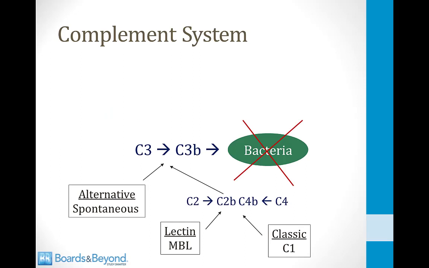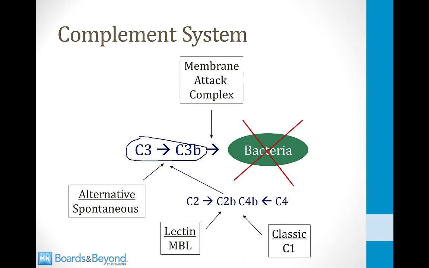So back to our overview slide, now we've seen that there are three pathways for the conversion of C3 to C3b. Then we've seen how C3b can go on to form the membrane attack complex. And we've also seen that this process splits off two important molecules, C3a and C5a, which are anaphylatoxins and can draw other cells into the site of complement activation.